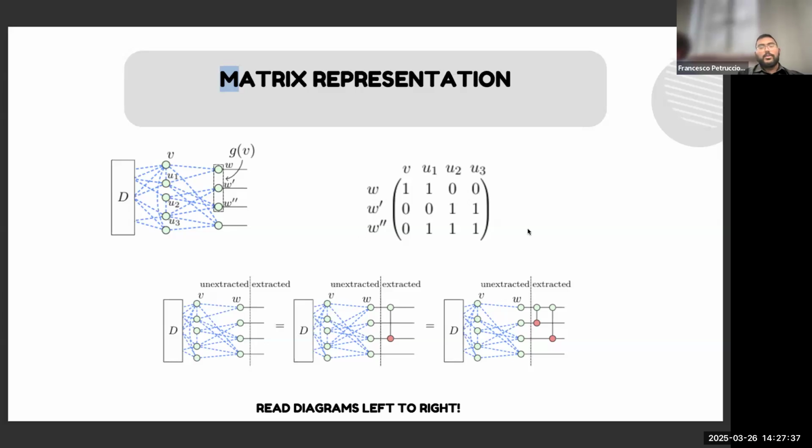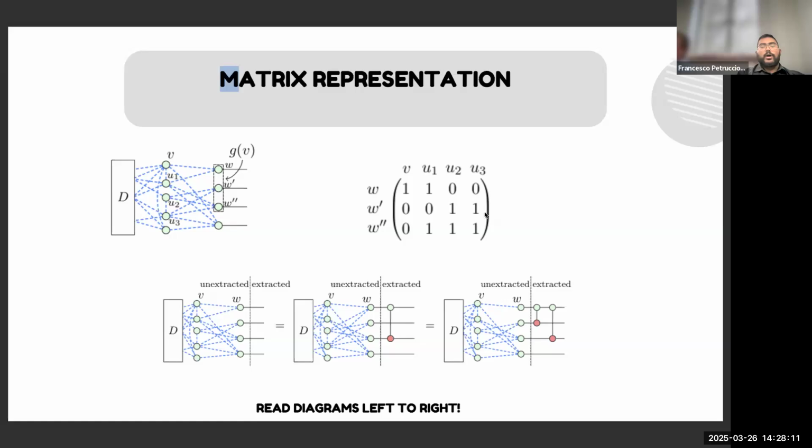And for the columns, I'm going to have all of the neighbors of W, W prime, and W double prime. So we'll have V, U1, U2, and U3. And then it's actually a theorem that if you apply a controlled NOT gate to a vertex W in the correction set, so we have a controlled NOT gate with control W and target, this here will be W double prime.